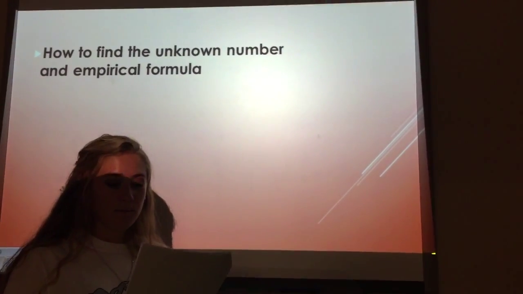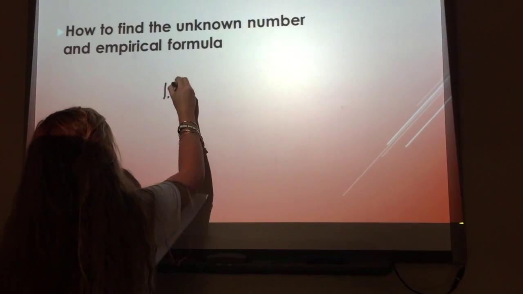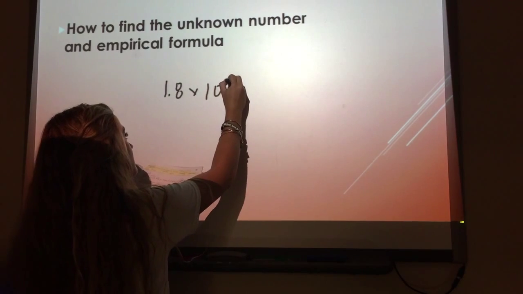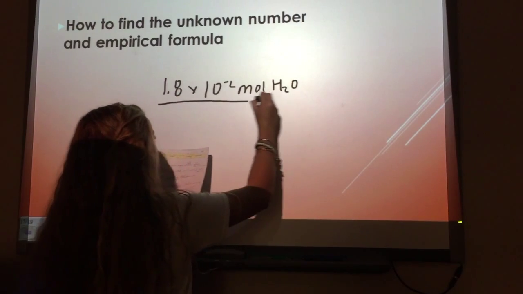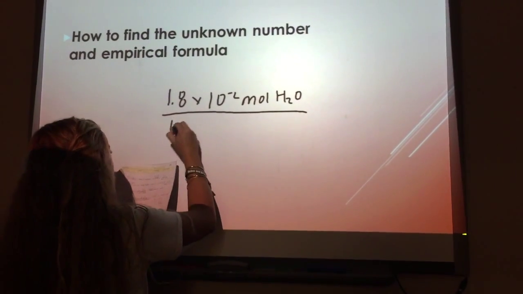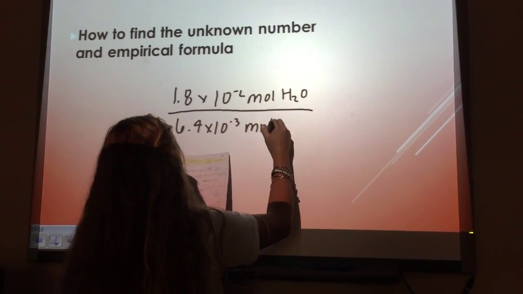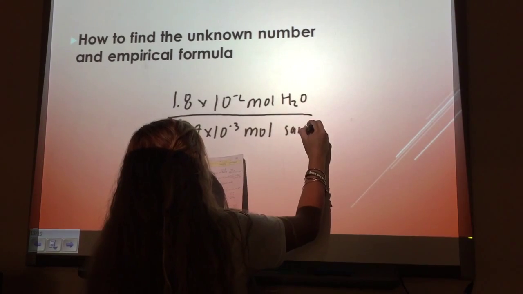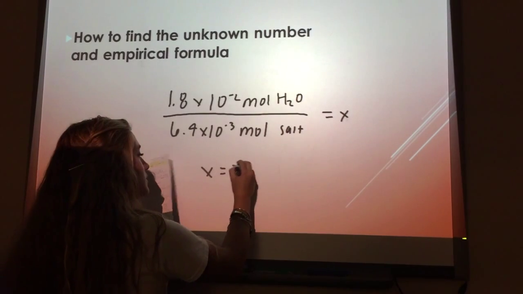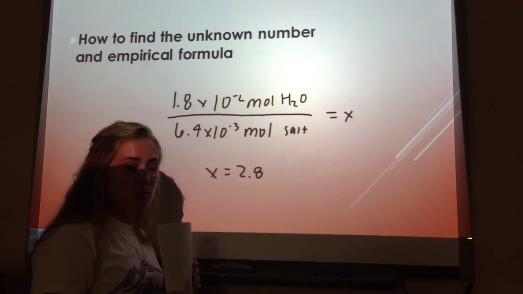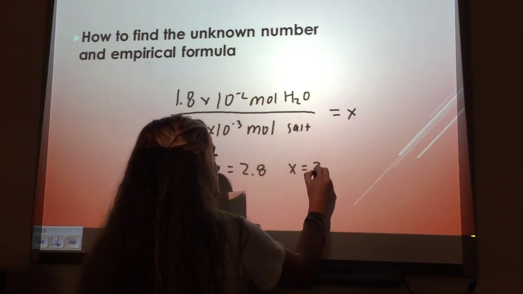Next, we had to find the unknown number for our anhydrous salt. So what we did is took the moles of water, which is 1.8 times 10 to the negative second, and we divide that by the moles of our anhydrous salt, which is 6.4 times 10 to the negative third. This ends up giving us 2.8, but we have to make that 2.8 into the next closest number ratio, which would be a whole number, which means our x equals 3.